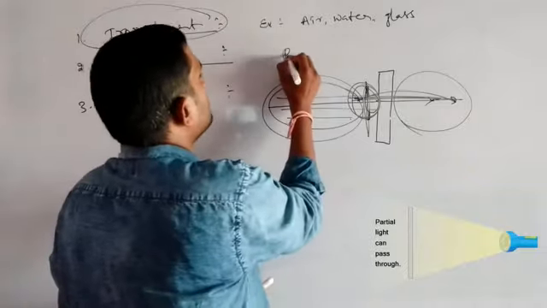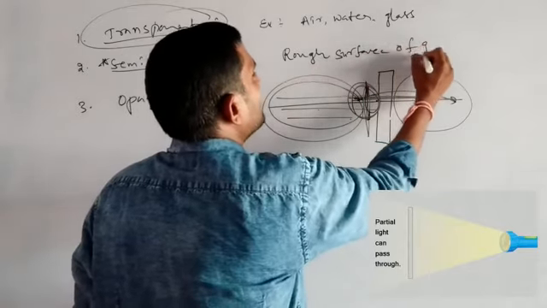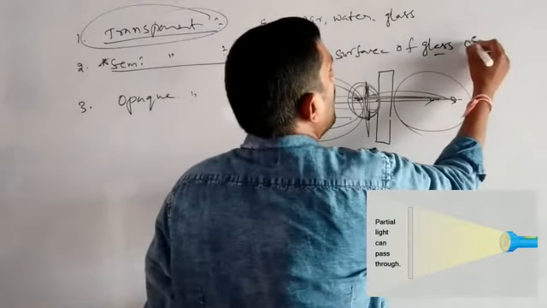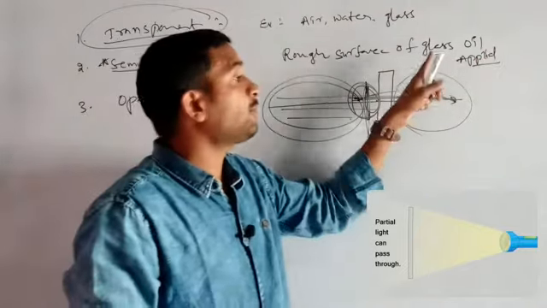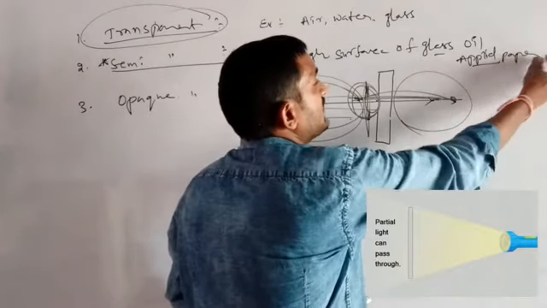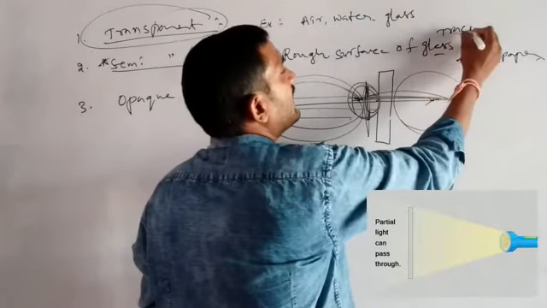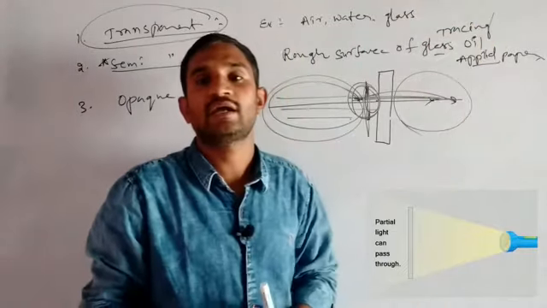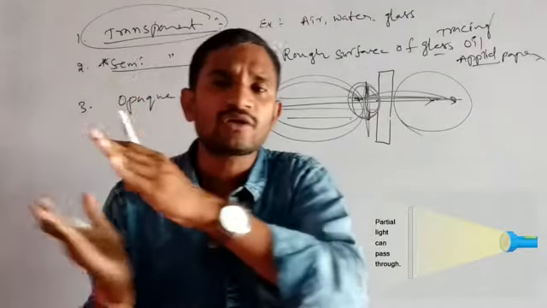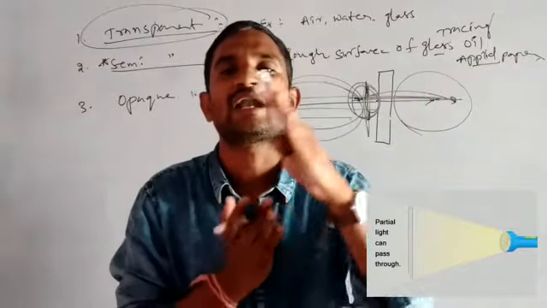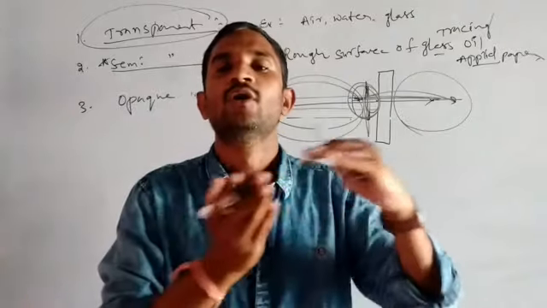An example is rough-surfaced glass. Again, oil-applied paper, where oil is applied to the paper, is also considered a semi-transparent material. Again, tracing paper also works as a semi-transparent material. They will not pass the total amount of the energy, the total amount of the light. They will pass only a little bit of the light from one side to another side.